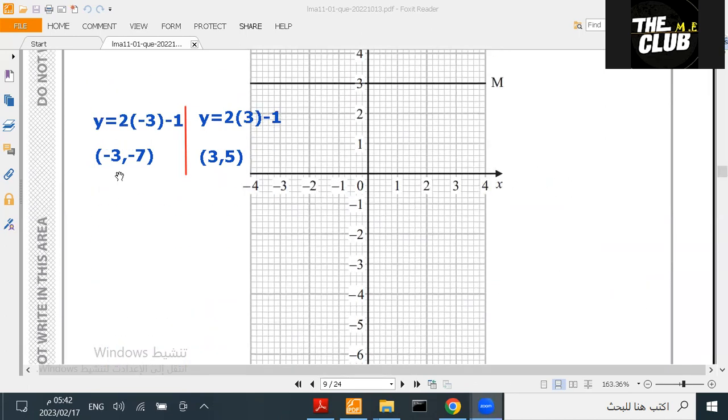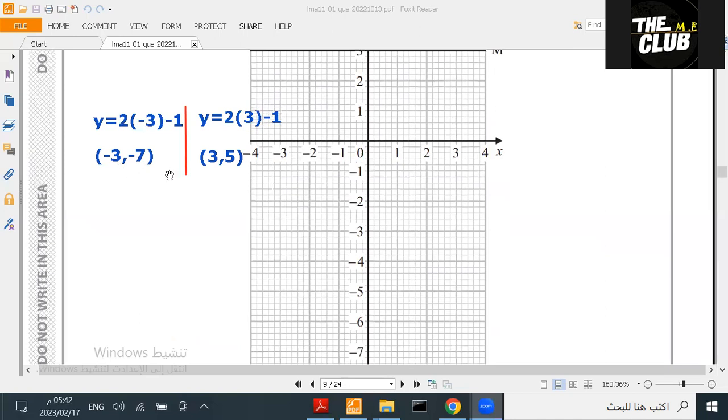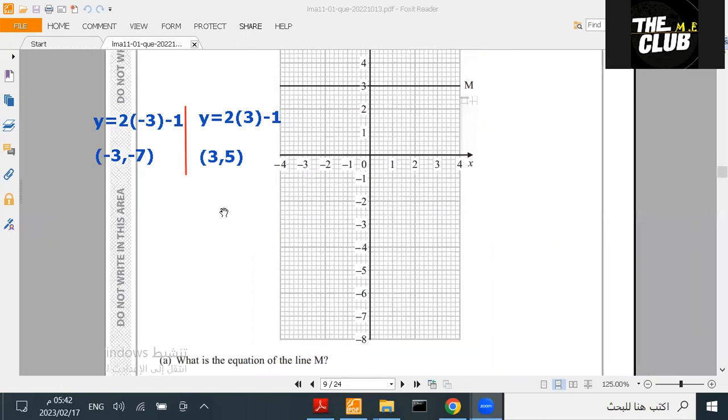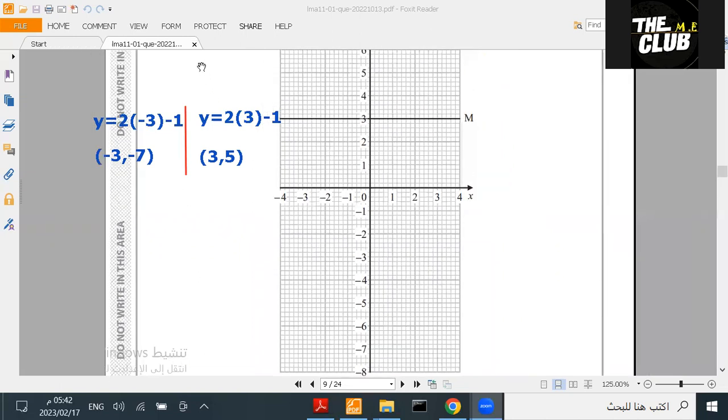So what are the coordinates? I have negative 3, negative 7. Where will negative 3, negative 7 be? Let me do it like this, and then 5. Negative 3, negative 7 will be here. Then the second is 3, 5. After plotting the 2 points, I can connect them with a line like this. And this is how you answer a question like this.